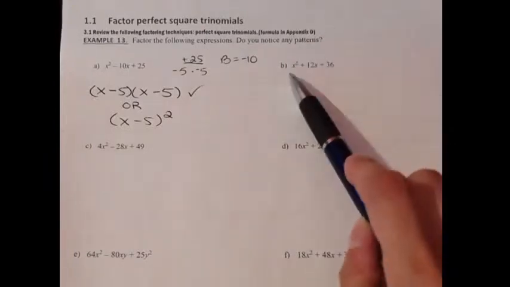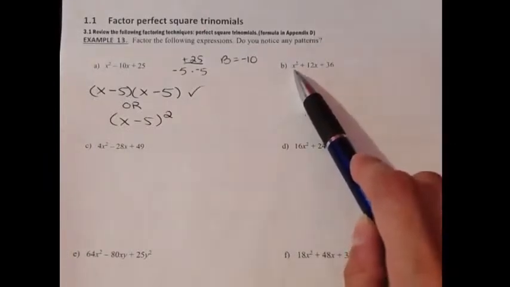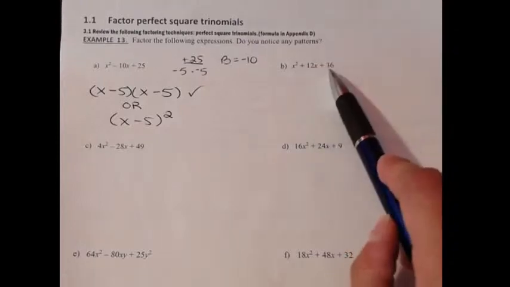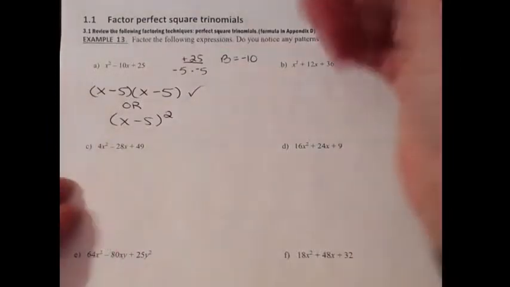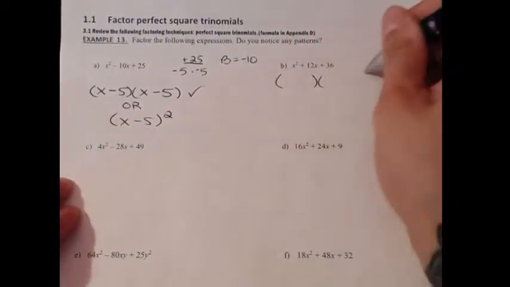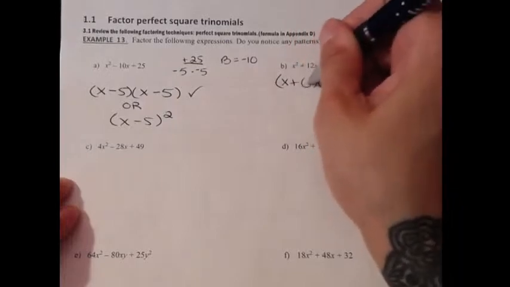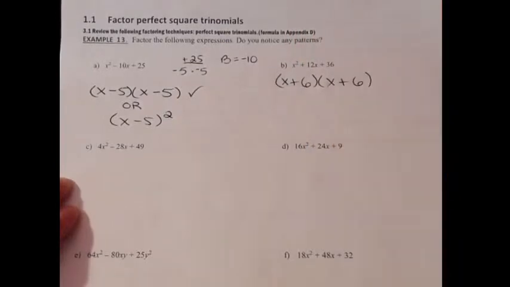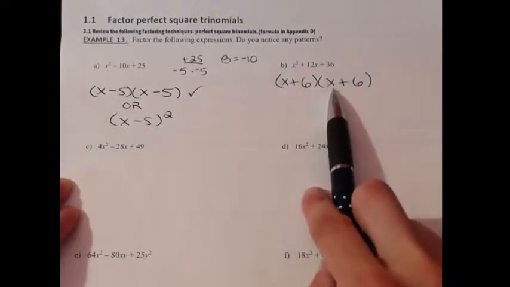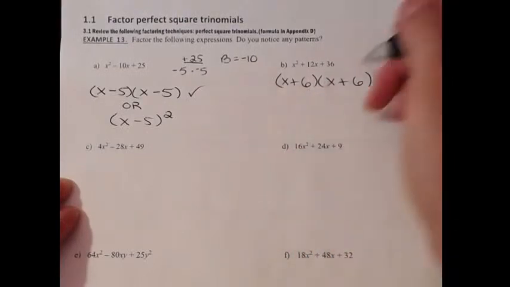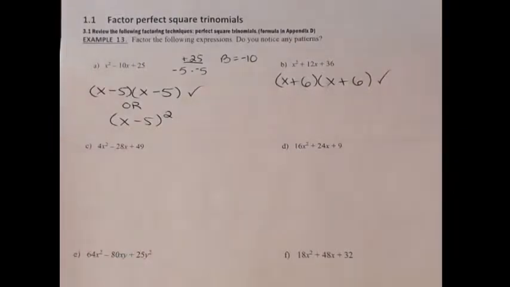is this a perfect square trinomial? Okay, we have x squared, so that's definitely a perfect square. We have 36, that's definitely a perfect square, because 6 times 6, right? And wait a second. If 6 times 6 is 36, well, 6 plus 6 is 12. Okay, let's factor. This becomes x plus 6 times x plus 6. Always double check. X squared, 6x plus 6x is 12x plus 36. And there's your final answer.